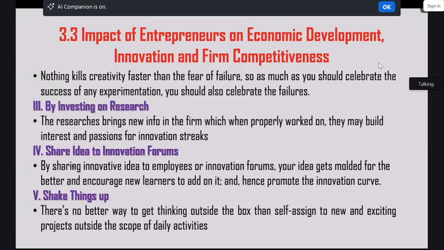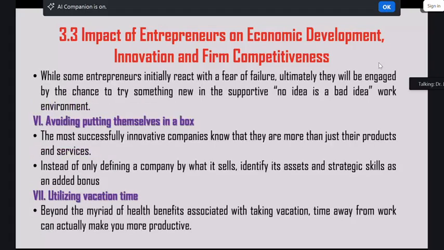So whenever you move outside the box, una face some of the situations ambazo hukuwahi kuziface, and then you find the solutions on how to succeed in those kind of situations in their lives. So that's another way how these entrepreneurs can impact innovativeness or innovations within the firms.